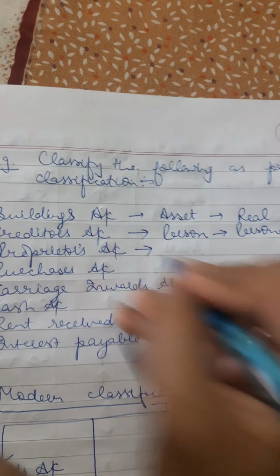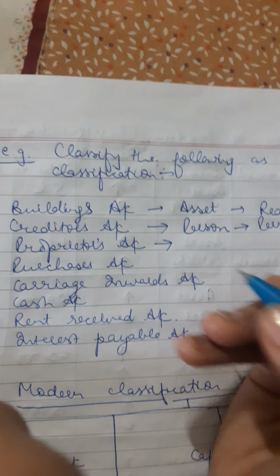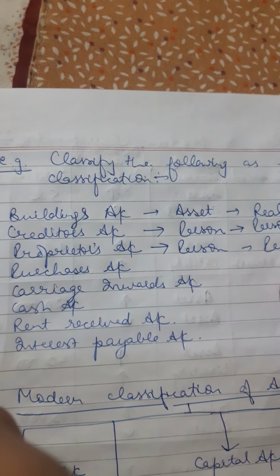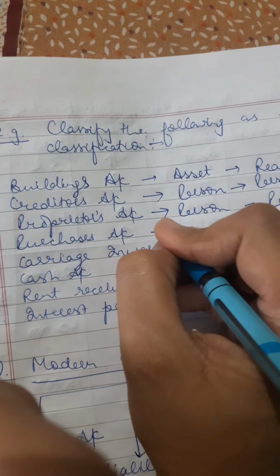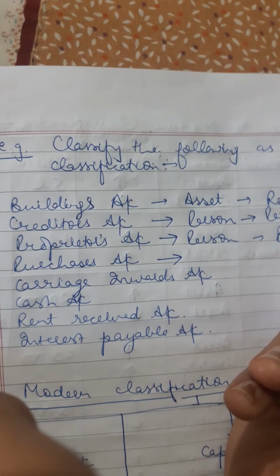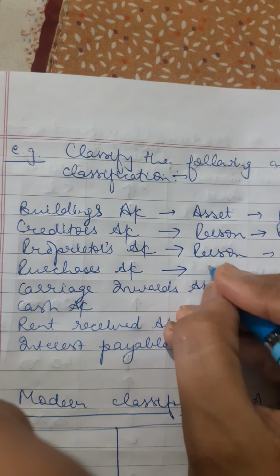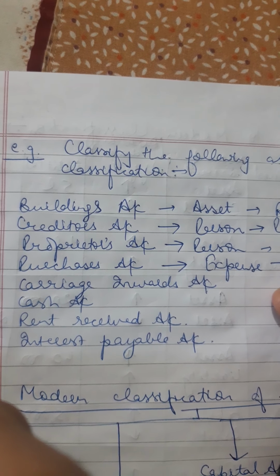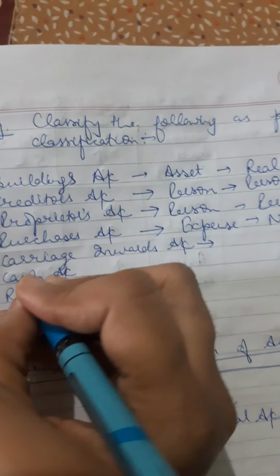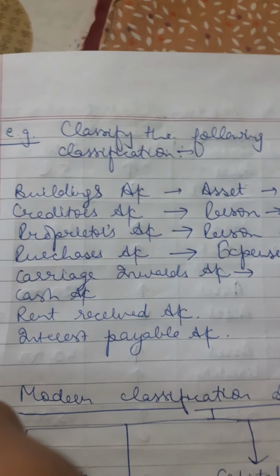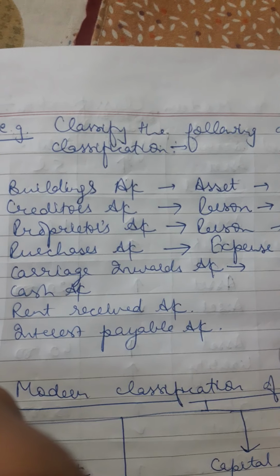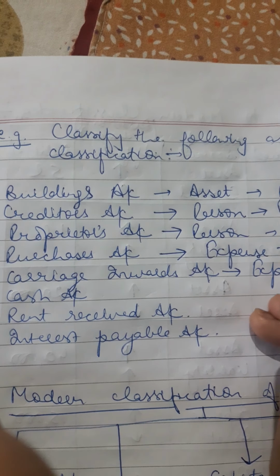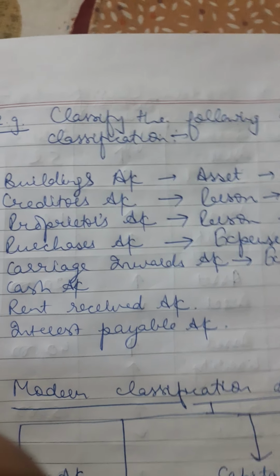Next, proprietor's account. Proprietor means owner. So, owner is again a person. So, person means he will fall under personal account. Purchases. Whenever we are purchasing goods, this becomes our expense. So, expense comes under nominal account. Next, carriage inwards. Whenever we are purchasing goods, we need to pay carriage on it. So, that is carriage inwards. It is again an expense. So, expense will come under nominal account.